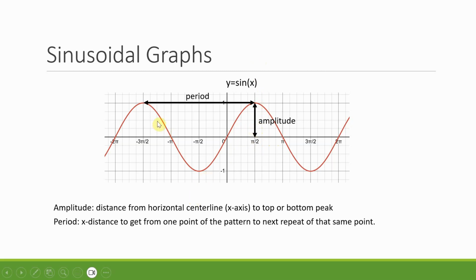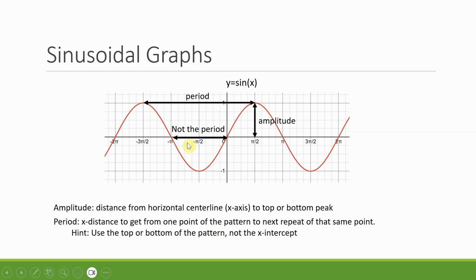The next thing you'd have to know is just the period. So that's going to be the distance in x to get from one point of the pattern to the next repeat of that same point. So the easiest way to do that is to go to the top or bottom, and be like, okay, from here at the top to here at the top, it took from negative 3 pi over 2 to pi over 2, that is 2 pi. So the period would be 2 pi. Now, notice I used the top there. You could use the bottom and do the same thing.